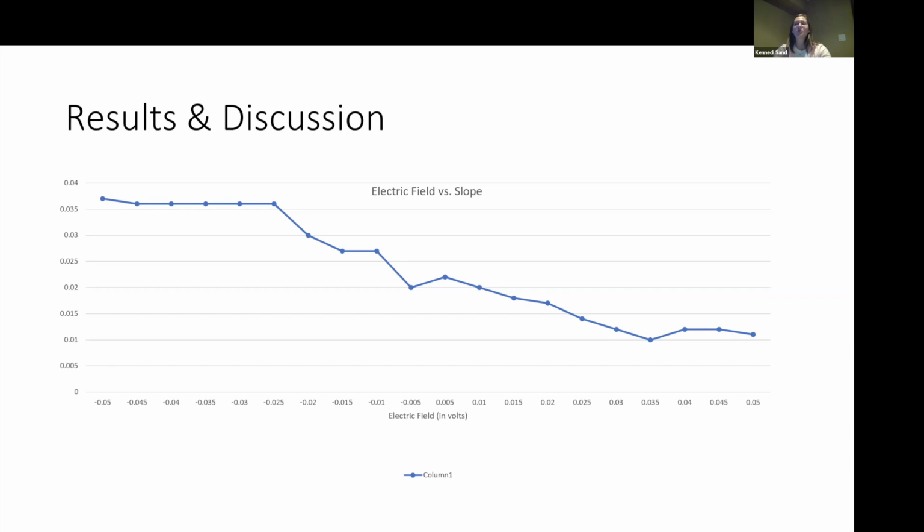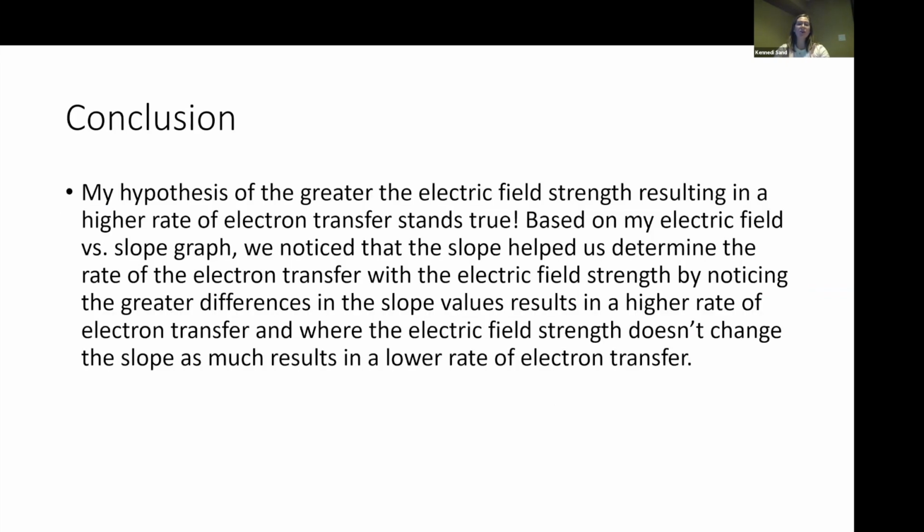And then when we move toward the more positive values of the electric field, we notice there is a greater difference in slopes, so there's a higher rate of electron transfer at those electric field values. And my conclusion is my hypothesis that the greater the electric field strength, the higher the rate of electron transfer, stands to be true.